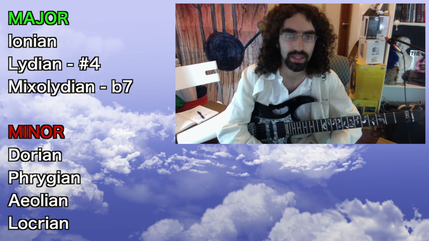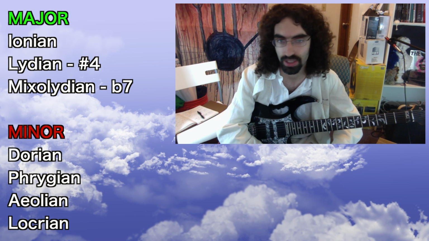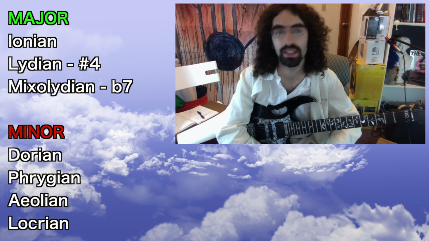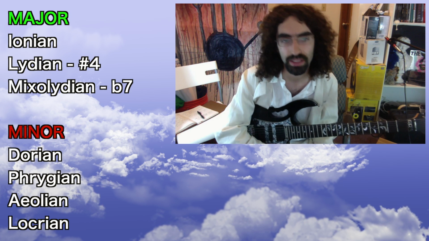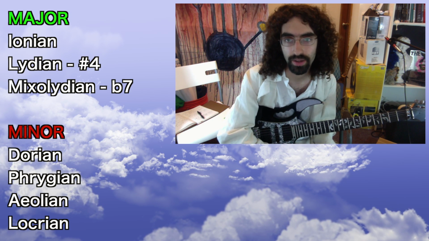We had Ionian, Lydian, and Mixolydian. Ionian's just major, Lydian's got the sharp 4, Mixolydian has the flat 7. Next up, let's check out the modes that are minor.